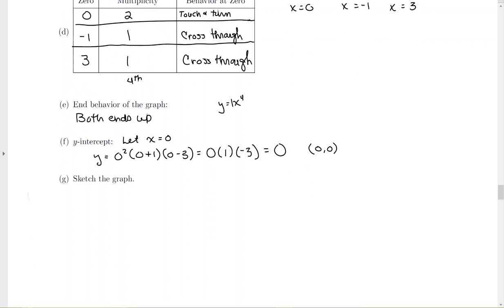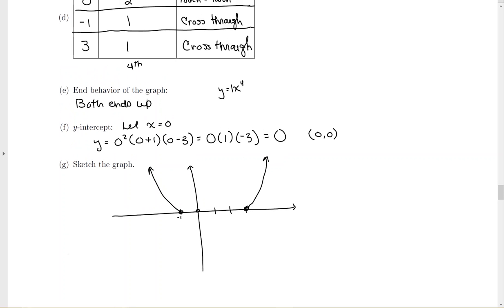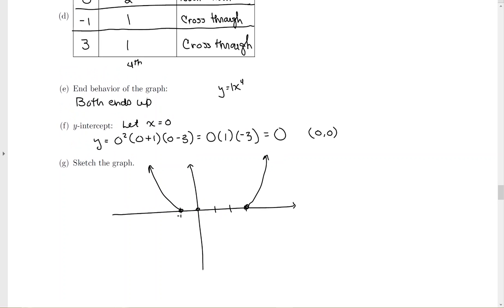And then sketch the graph. So again, this is going to be a really rough sketch. All right, I put down my intercepts. So I had 0, negative 1, and positive 3. I know both ends are up. And then start looking at what happened at negative 1. At negative 1, it's crossing through that intercept. So it cuts through. Then it's eventually going to have to come back up here to 0 and touch that.